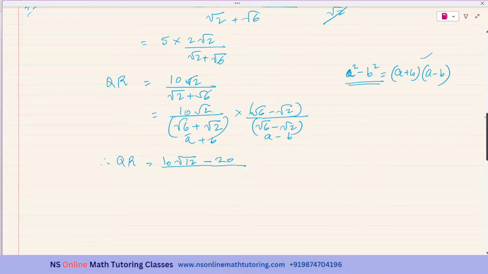I'll be writing this in the form of a square minus b square. And a is root 6 and b is root 2. Now you may understand that I'll be writing root 6 whole square minus root 2 whole square. Now you may understand the significance or the reason why I have written this in this format, so that this will be 6 and this will be 2 and I'll be having a positive number. That was my intention. Okay.